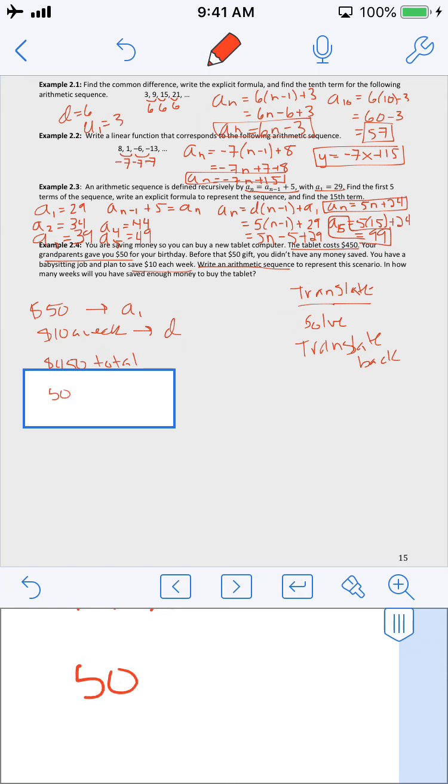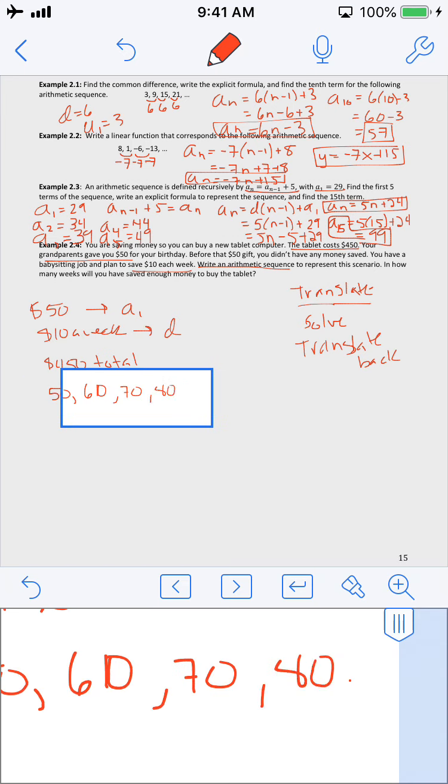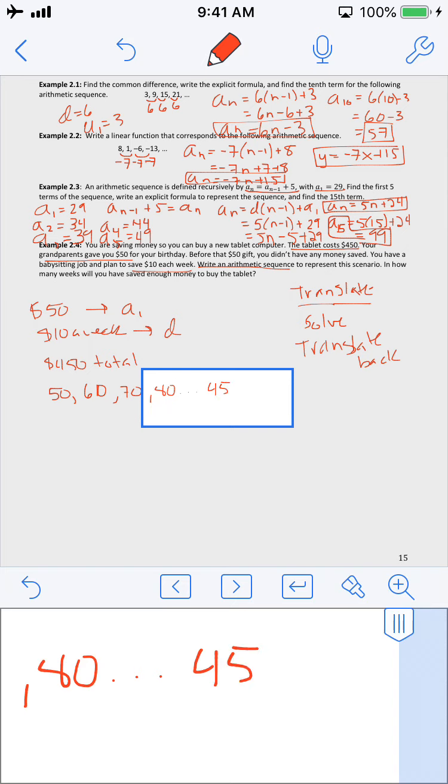So A1 would be 50. D is 10, so that means the next one would be 60. Next one would be 70, 80, and dot, dot, dot. Now we have an arithmetic sequence. Fabulous. Now you could argue this sequence does terminate.